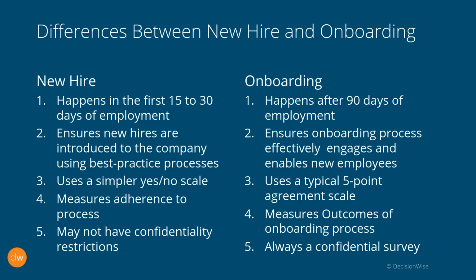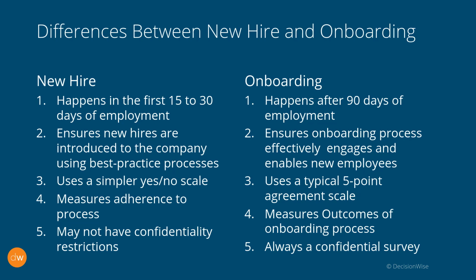So let's look at some of the differences between new hire and onboarding surveys. New hire surveys, as I mentioned, happen in the first 15 to 30 days. Really, an onboarding survey, because we're measuring more of the outcomes of the onboarding process, we try to give that a little bit of time. So we don't send that out until about 90 days, and sometimes even up to 120 days after someone's joined an organization. We'll start collecting that kind of onboarding outcome feedback.